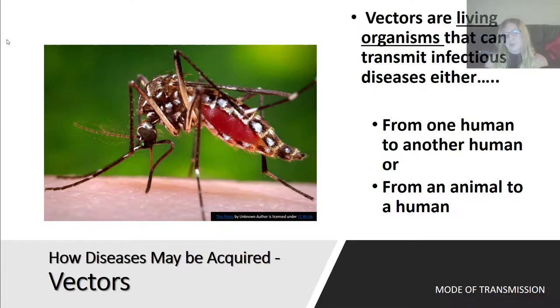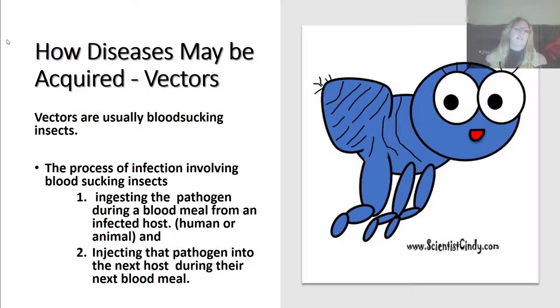Another way that diseases can be acquired is through vectors. Vectors are living organisms that can transmit infectious diseases either from one human to another human or from an animal to a human. And these are usually your blood-sucking insects, like this cute one here. The process of infection involving blood-sucking insects is as follows. The blood-sucking insect is going to ingest the pathogen during a blood meal from an infected host. That host could be either a human or an animal. Then that insect will go to a new host and have another meal, and during that process, will infect the new host with the pathogen.